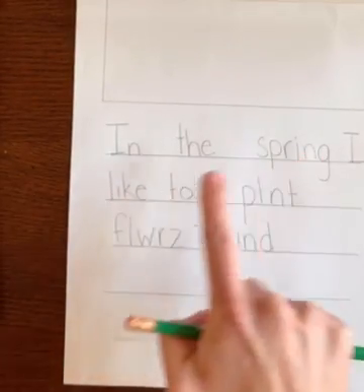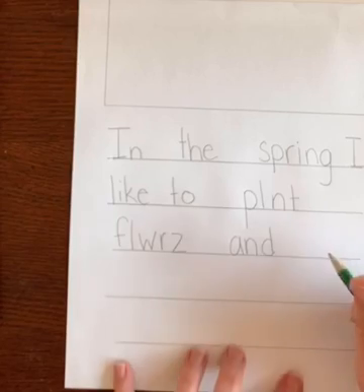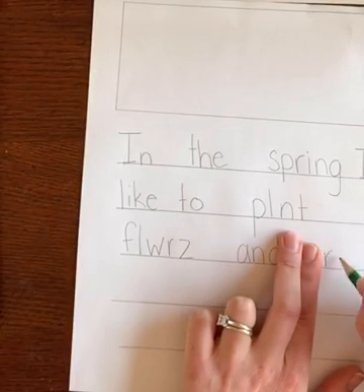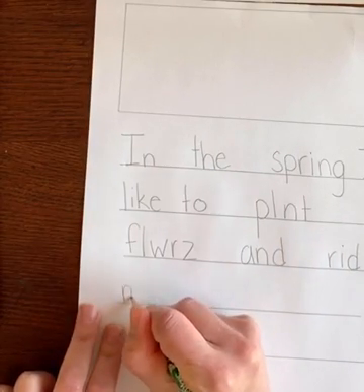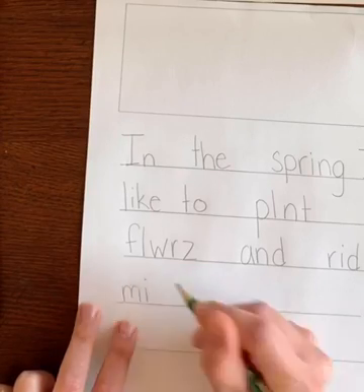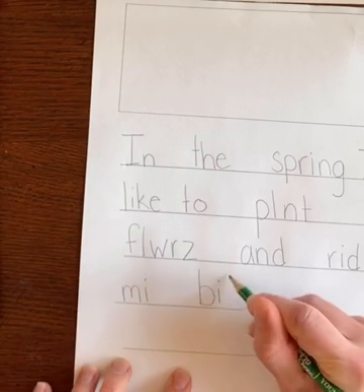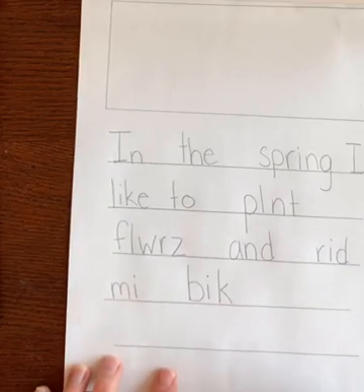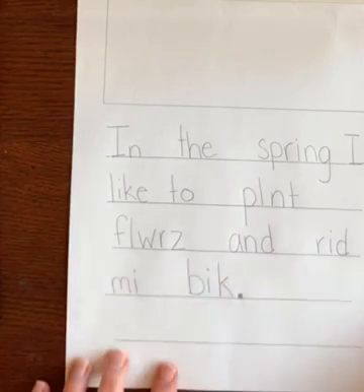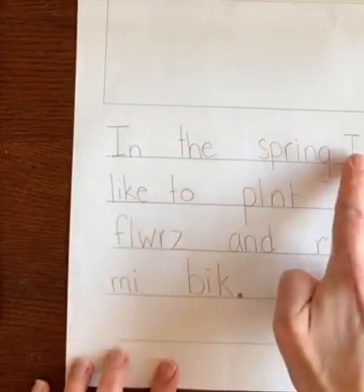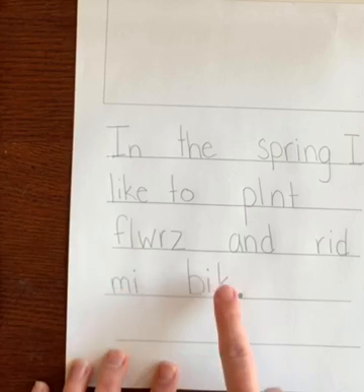In the spring, I like to plant flowers and, I said ride my bike. So I'm going to ride, space, I got enough room over here, I'd, next line, my, finger spaces, bike, B, I, K. And what goes at the end of my sentence? Period. Good job. Make sure I have a period at the end of my sentence. So let's read that. In the spring, I like to plant flowers and ride my bike.